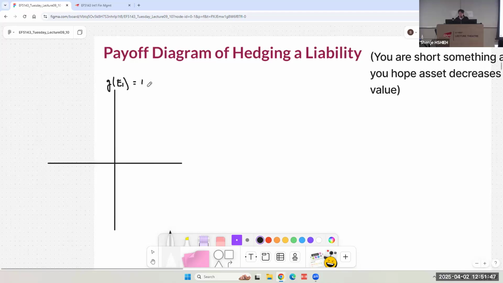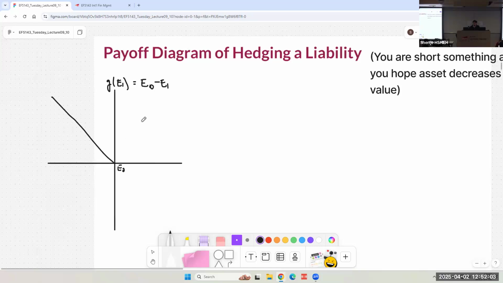You are hoping that you can buy back cheaper, so E naught minus E1, or small E1, that's to the left of this origin. So it will be a downward sloping curve here, right? And then if E1 is greater than E naught, you will have negative payoff, right? So this is again the unhedged position, the raw position.